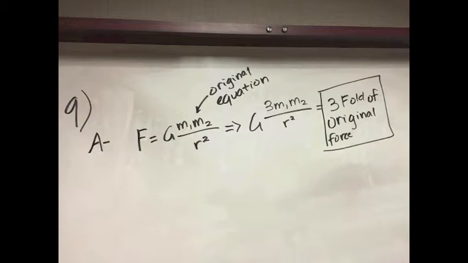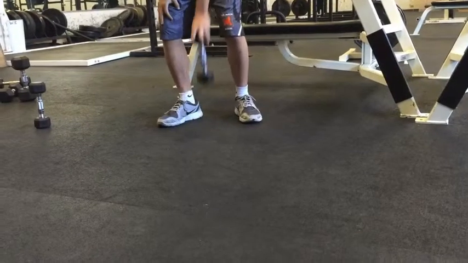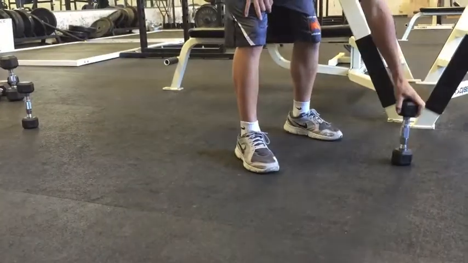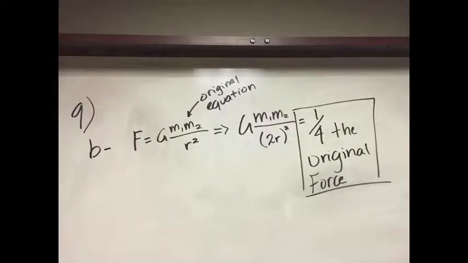So we also figured out what will happen when you double the distance between the two dumbbells. And we use the same equation, F equals G times M1 times M2 divided by R squared. And we plugged in 2R squared. And we figured out the force would be 1/4 the original force.